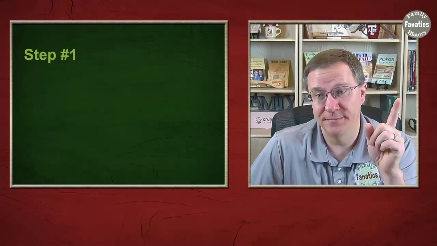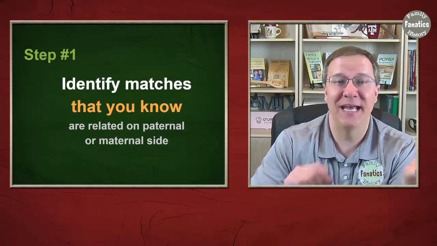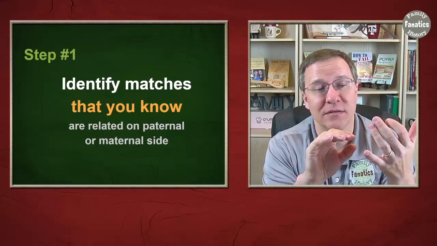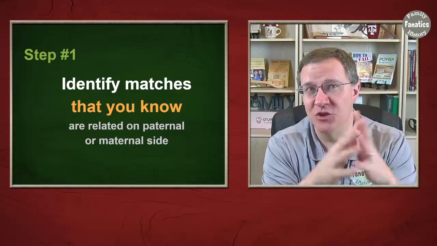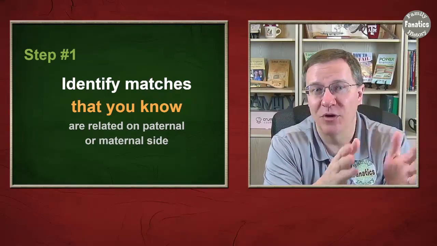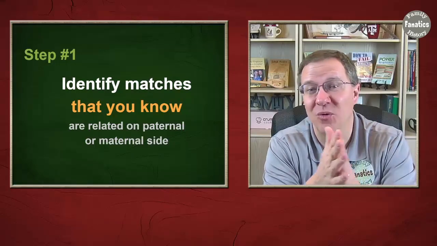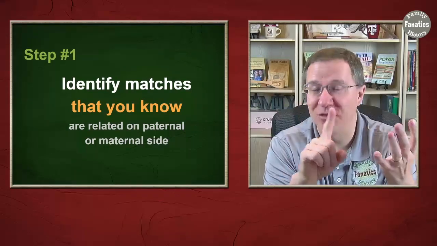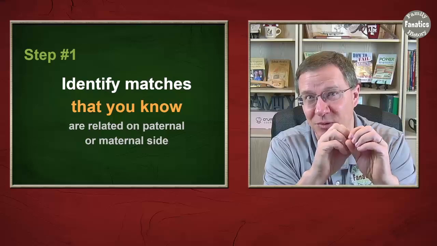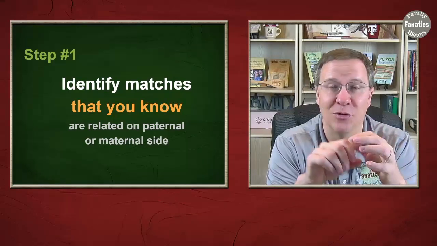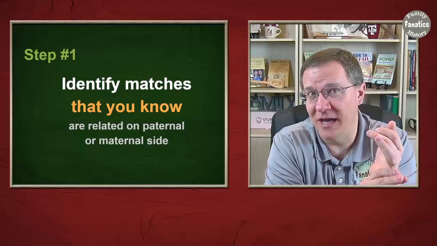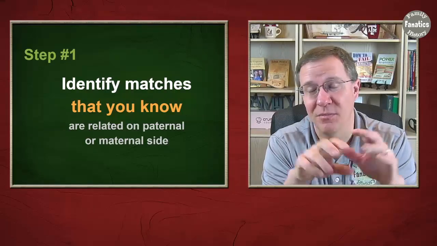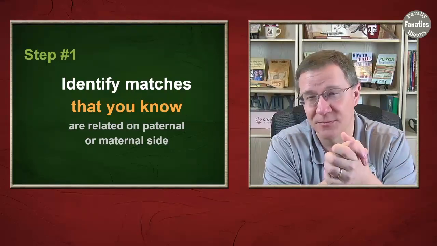So step one, you want to identify any matches that you know. These could be cousins, first, second, third cousins that you may know, and you know how they're related to you. They might be related on your paternal side or they might be related on your maternal side. Now, the best thing obviously would be if you had either your mother or your father, because then you could just simply look at the matches that you share in common, and those are the ones on, let's say, your maternal side for your mom, and the ones you don't share in common with your mom, those have to be on your paternal side, on your dad's side, or they could be false matches.